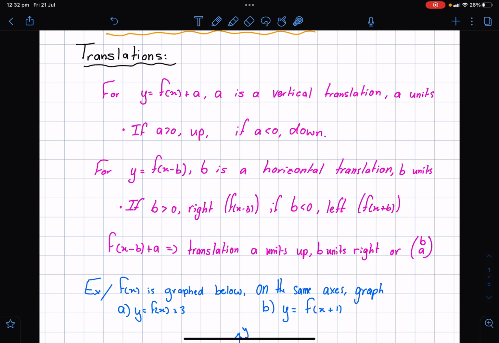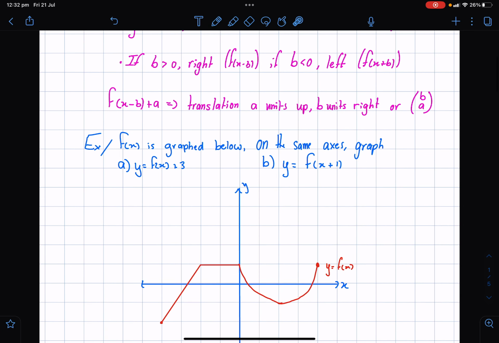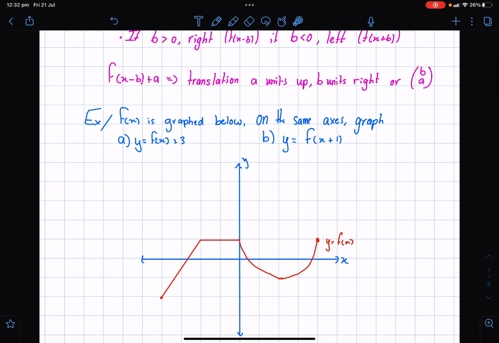So f of x is graphed below. I've got my nice red function f of x. We want to graph on the same axis y equals f of x plus 3 and y equals f of x plus 1. First we need to identify whether they're going to be horizontal or vertical translations. Remember, if it's outside of my function, it's vertical. If it's inside my function with the x, it's horizontal. So hopefully you can see this one's going to be vertical and this one's going to be horizontal.